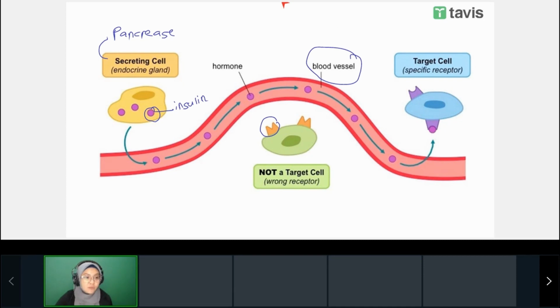So the target cell for insulin is a glucose cell. After the hormone finds it, the insulin will bind with it. The insulin won't bind with another target cell. It has a specific receptor. If the shape is round, then it will bind with the receptor that has a round shape.